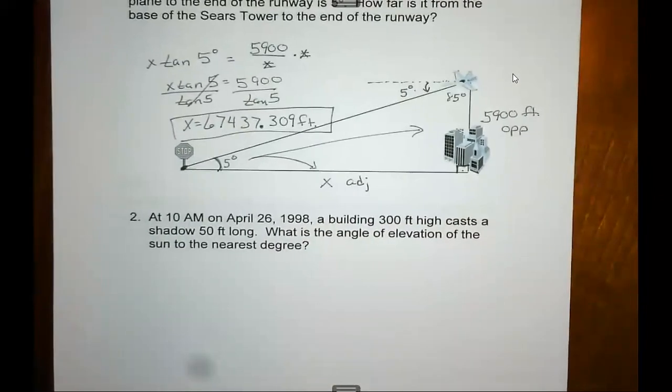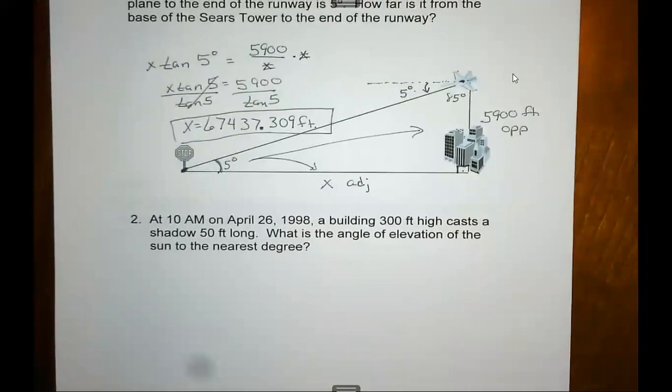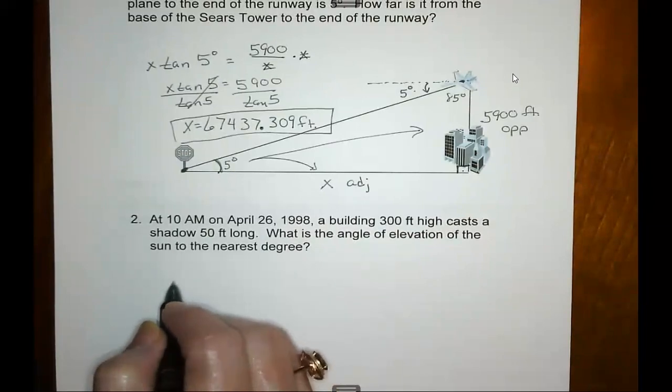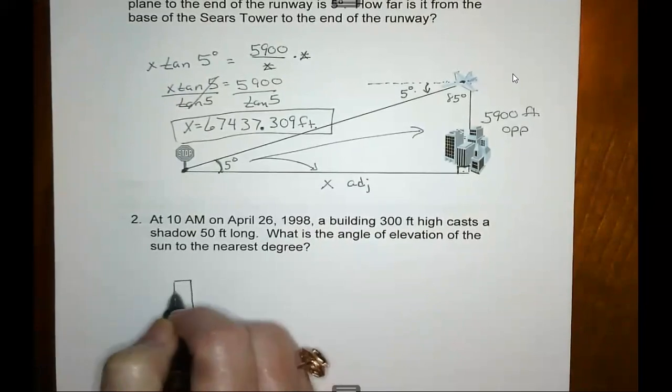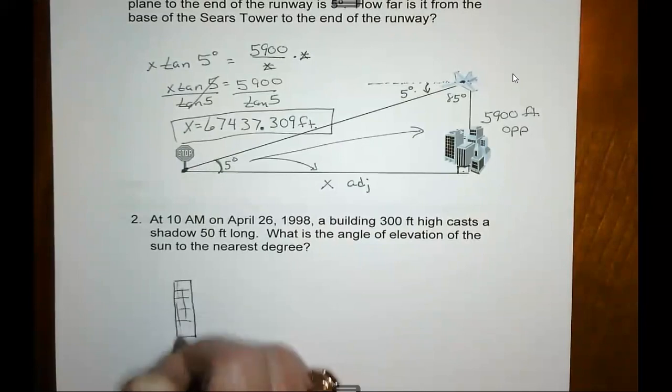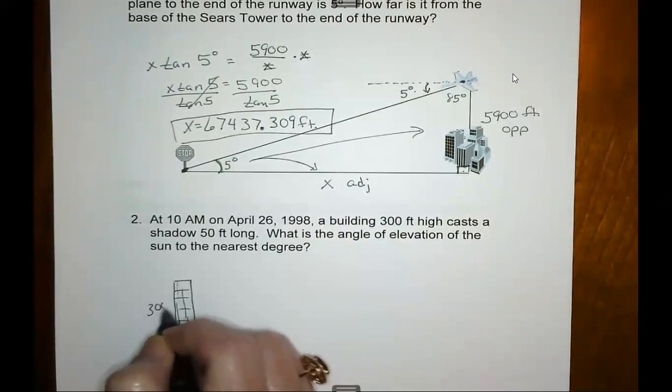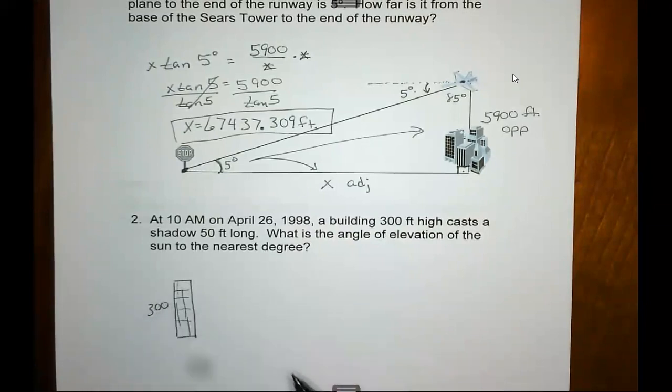All right, let's take a look at number 2 here. At 10 a.m. on April 26th of 1998, a building 300 feet high casts a shadow of 50 feet long. So we need a building. All right, so here's my building. And it says that it's 300 feet high. And this building casts a shadow on the ground that is 50 feet long.